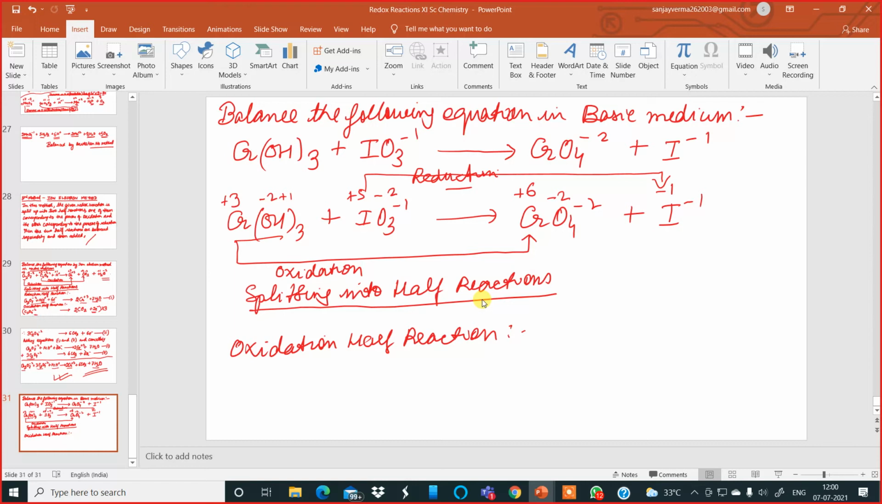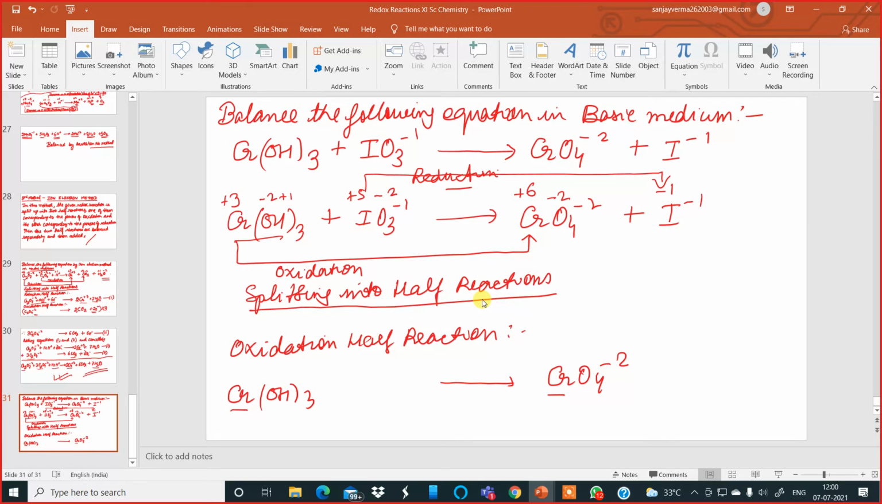Cr(OH)3, put the arrow far away, it is forming CrO4 2 minus. So first thing I will do is check whether the chromium is balanced or not. Chromium is 1, chromium is 1, it is balanced. Then I will check oxygen. Oxygen is 3 here, but oxygen is 4 over here.